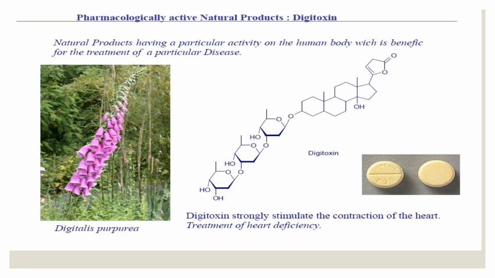Also, these secondary metabolites or natural products have different pharmacologically active ingredients used for drugs in clinical trials, drugs in preclinical trials, or drugs already in the commercial market. Have a look at this Digitalis purpurea, a natural product having a particular activity on the human body, which is beneficial for the treatment of particular diseases. For example, for heart failure, this digitalis or digitoxin is a tablet that can be used to strongly stimulate the contraction of the heart and is used for the treatment of heart deficiency. So they are very important in medicinal value.